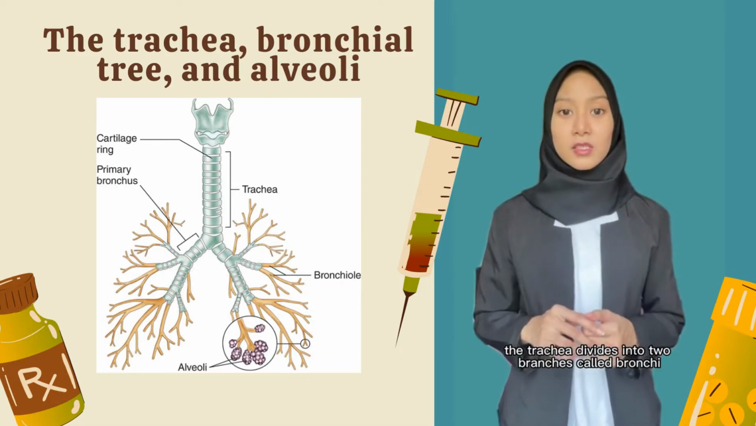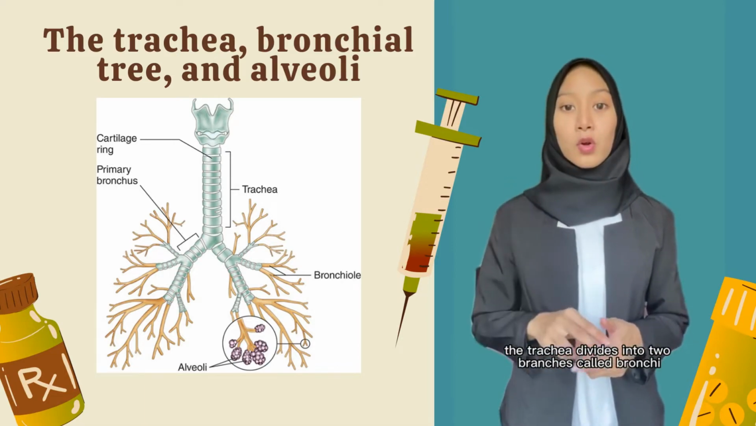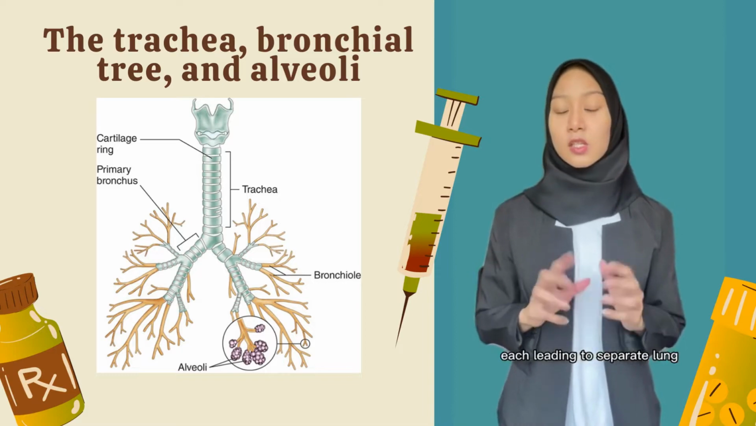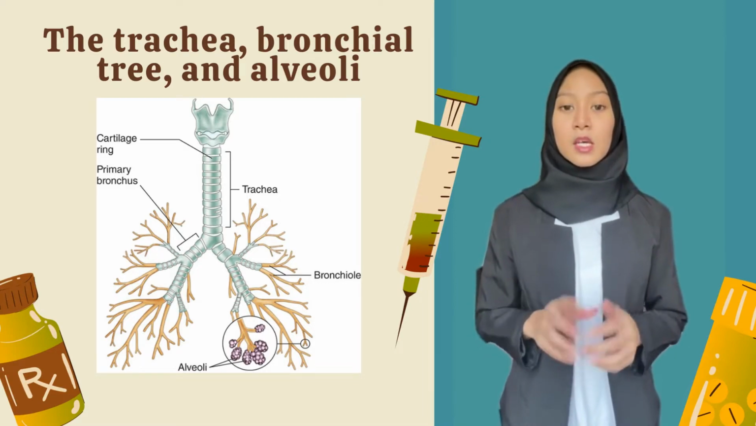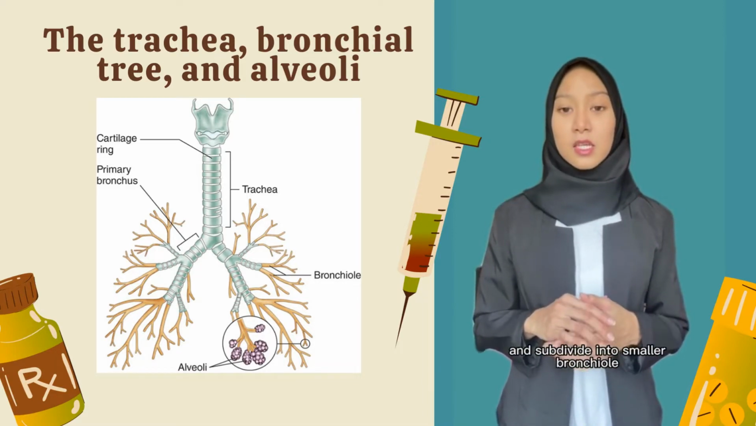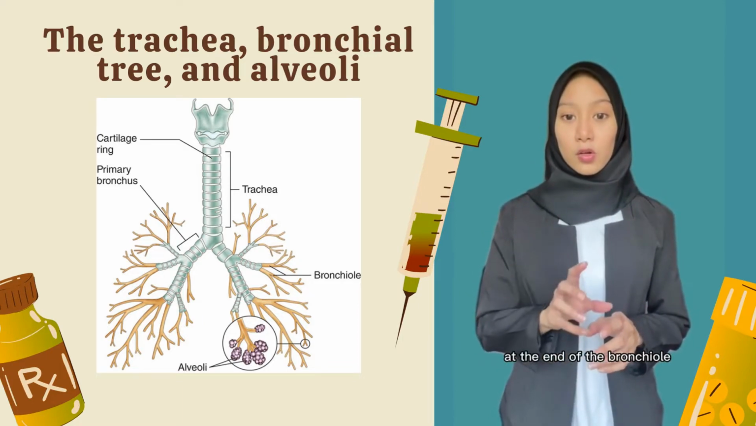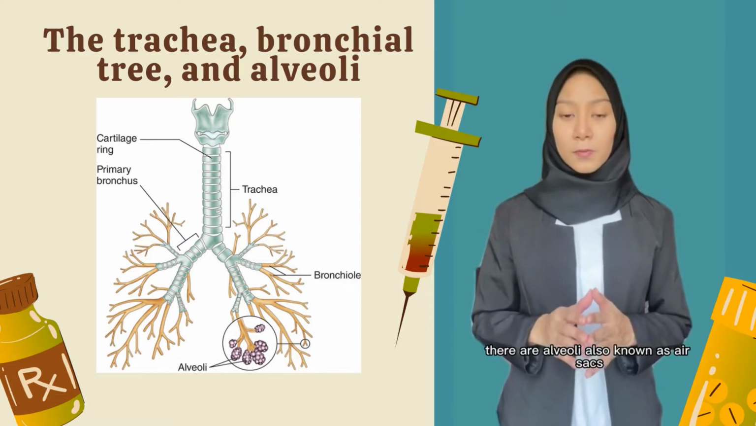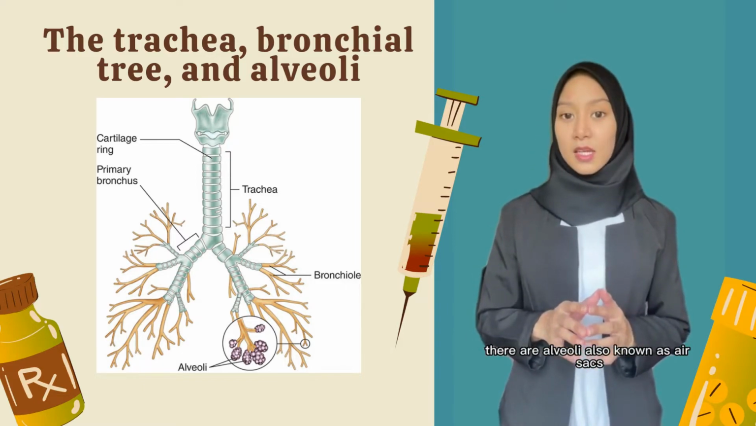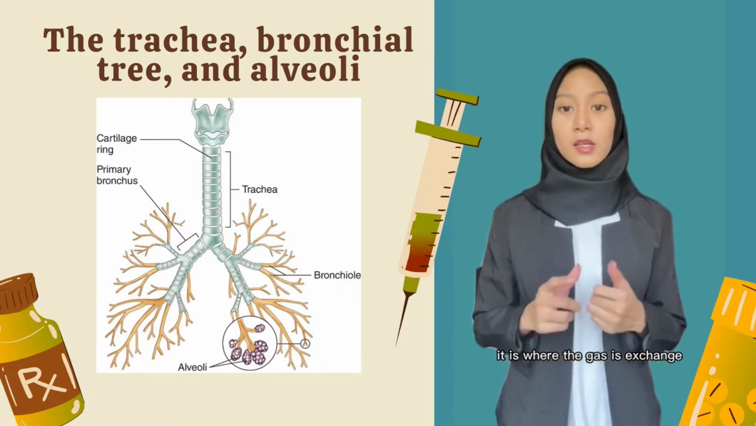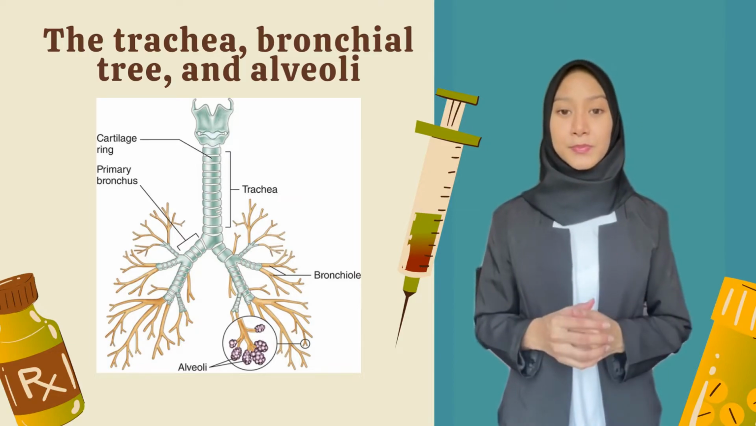The trachea divides into two branches called bronchi, each leading to a separate lung. Each bronchus divides and subdivides into smaller bronchioles. At the end of the bronchioles, there are alveoli, also known as air sacs. It is where the gas is exchanged.